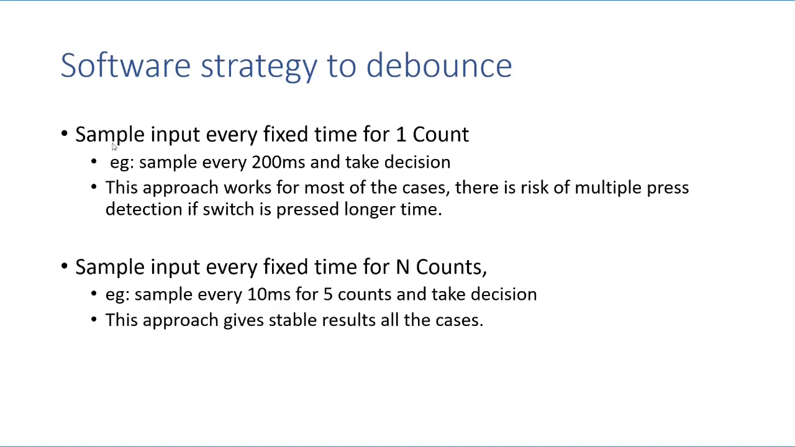In this case, we will look at the first method: sample the switch input every fixed time for one count. Let us say we read the switch input every 200 milliseconds and take a decision. If the switch is high, we consider it as pressed. Still, there is a risk of multiple switch press detections if the switch is pressed for a longer time, meaning the user presses the switch for a longer time on the MCU input.